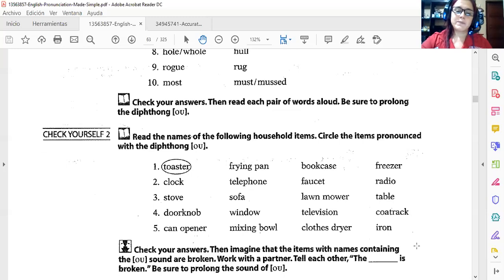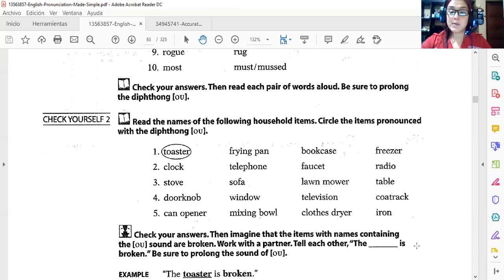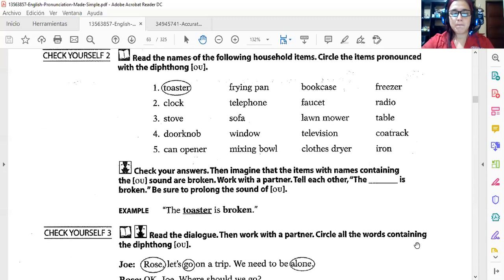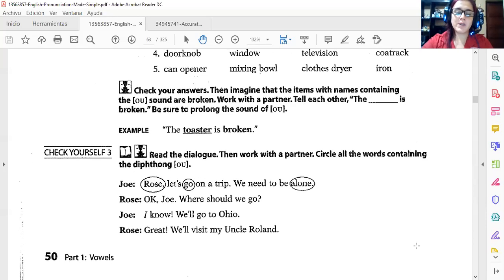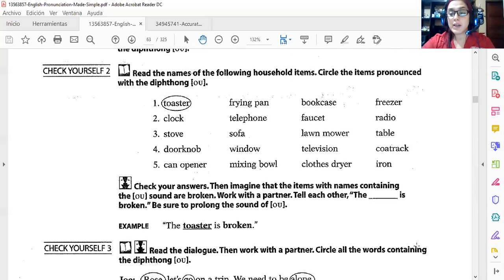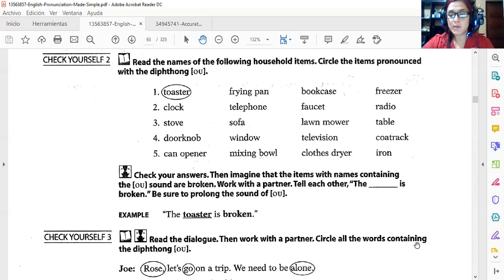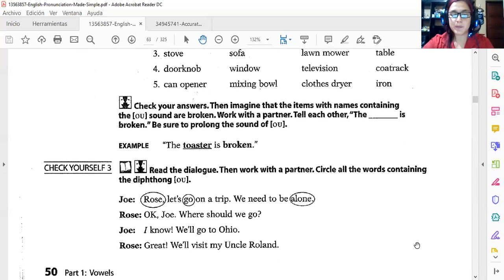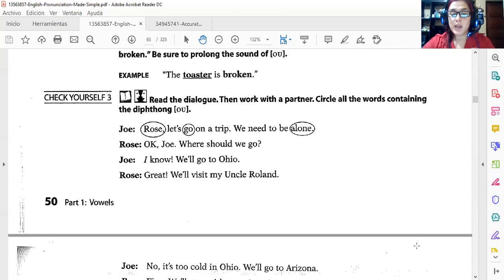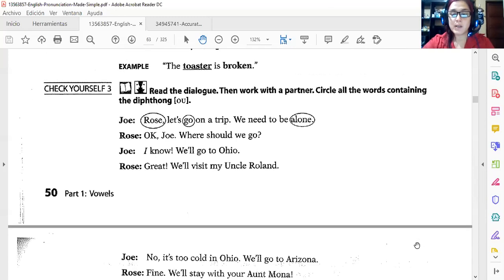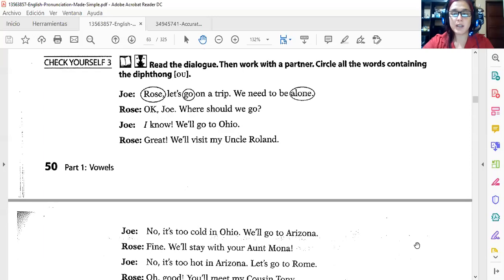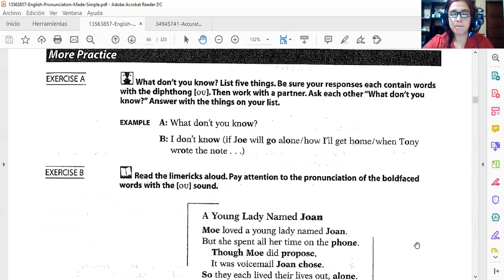Then we have another check yourself, and this one is about household items, where you basically circle the ones pronounced with the O diphthong, okay? And you can also check the answers. A good exercise, which I recommend, is to do the transcription of these words so that you can practice more. Check yourself number 3 is about a conversation where you basically have to circle all the words containing the O diphthong, okay?